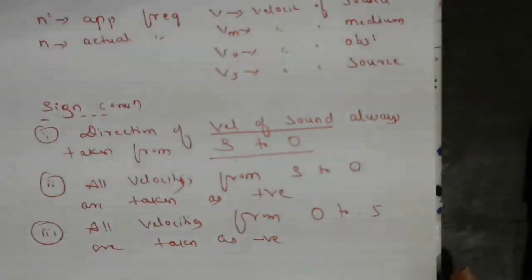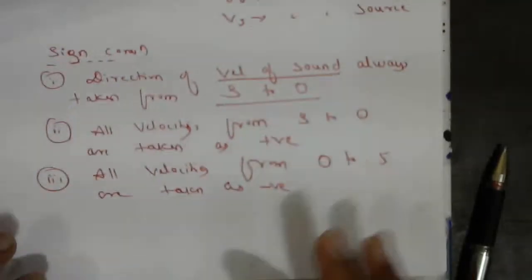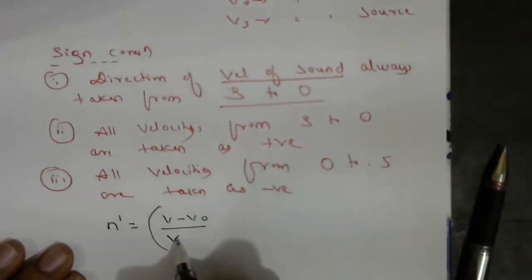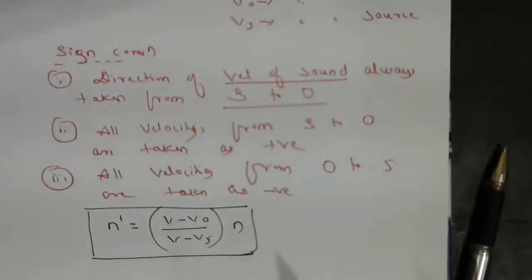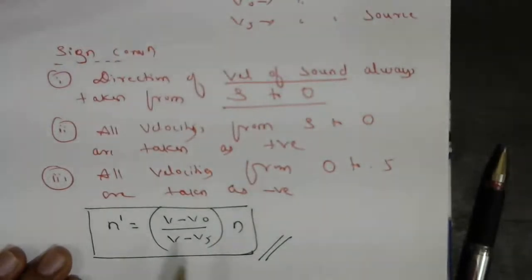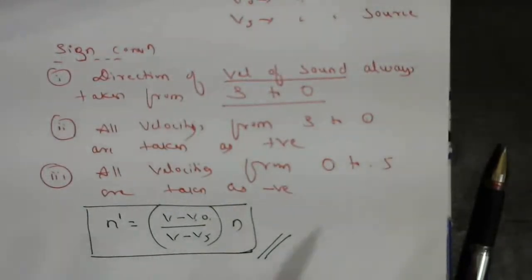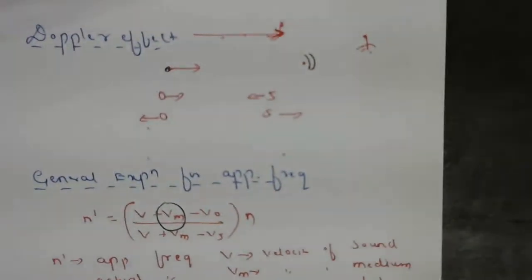If the medium is at rest, we can say that the general equation is n dash is equal to v minus v naught upon v minus vs into n. Most of the numericals will not give velocity of the medium. If they give it, only then you have to take it. If not given, remember this general formula. Observer velocity will come in the numerator and source velocity will come in the denominator. Don't make any confusion; if vs is in the numerator and vo in the denominator, that will be wrong.